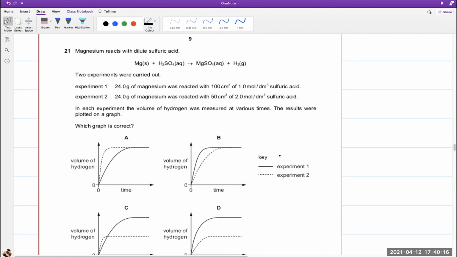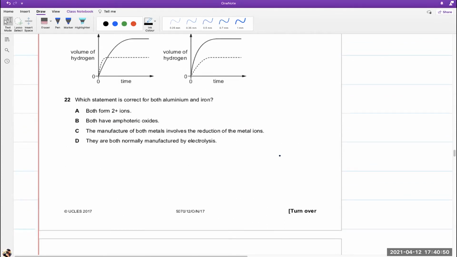But what is happening? In each experiment, the volume of hydrogen was measured. Which one is going to be reacting faster? The one with higher concentration? You have more particles in lower space. So that's the one which is going to be faster. So experiment 2, the dotted line is going to be faster, but producing the same amount of gas, same volume of gas as experiment 1, which is in the solid line. So A is the answer, where dotted line is faster.